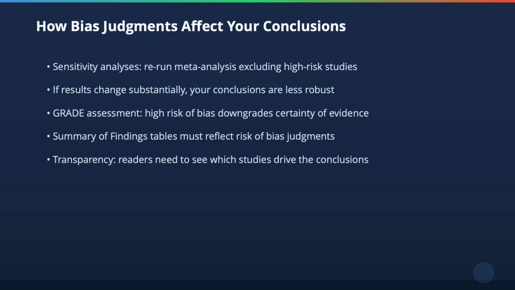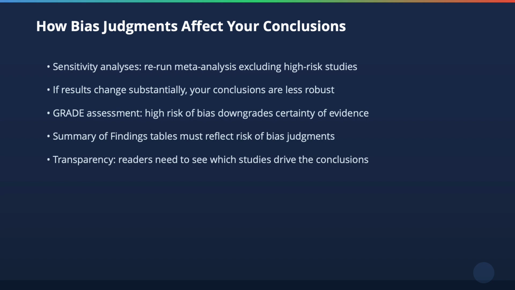Now the critical question. How do your risk of bias judgments actually affect the conclusions of your systematic review? The most common approach is sensitivity analysis. Run your meta-analysis with all studies included. Then run it again, excluding high-risk studies. If results change substantially, the biased studies were driving the overall effect, and your conclusions are less robust. If results stay similar, that gives you more confidence.